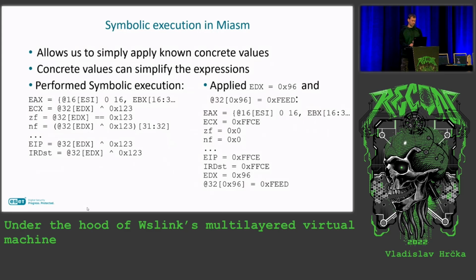And now, how is it useful? In miasm, the symbolic execution engine automatically performs some optimization rules. So when we replace, for example, the EDX register with value 96, and we say that in memory the 96 value contains this feed value, we can again evaluate the basic block and get the result on the right side, and we can right away see, for example, that the return value should be the FFCE value.